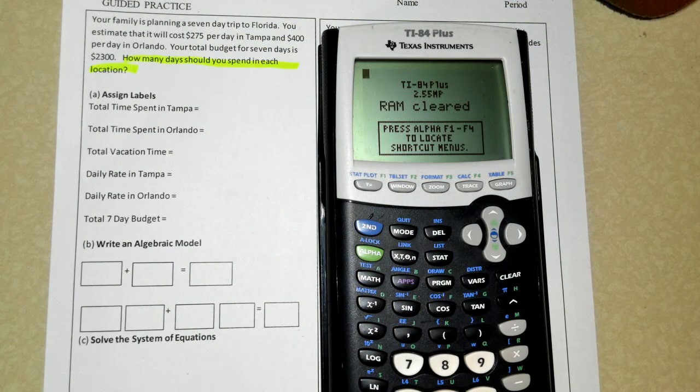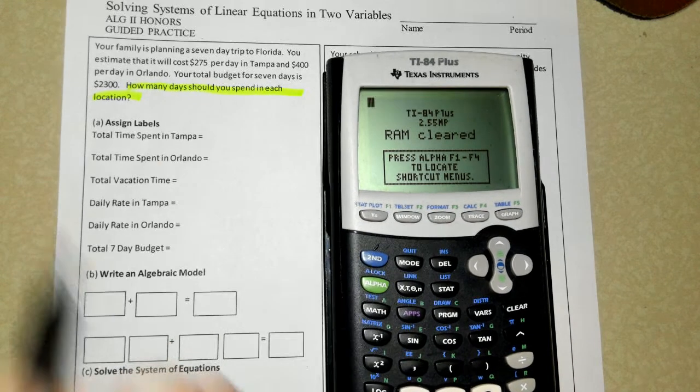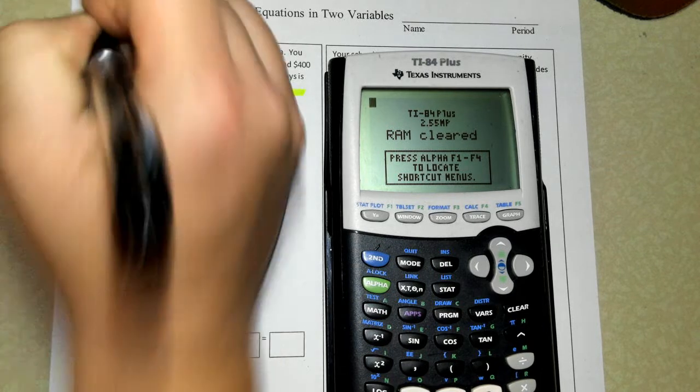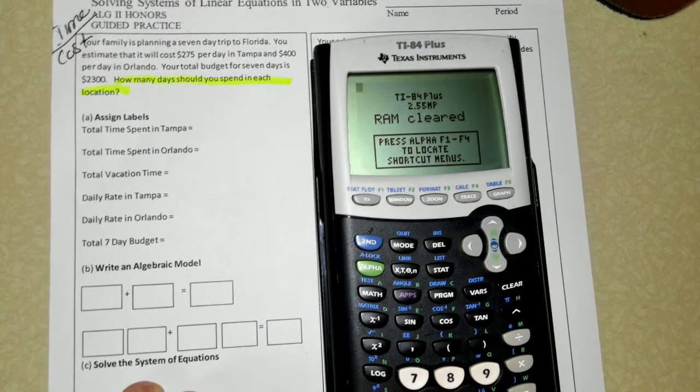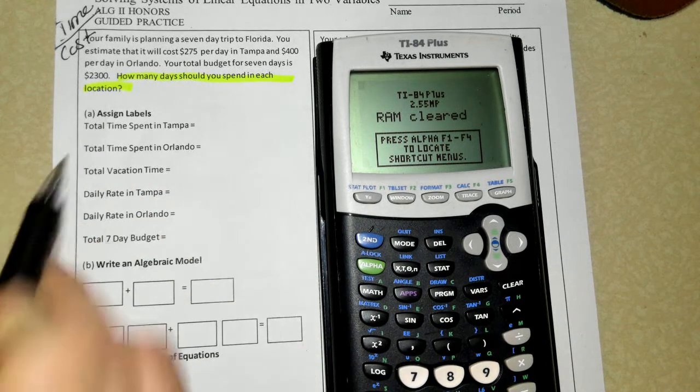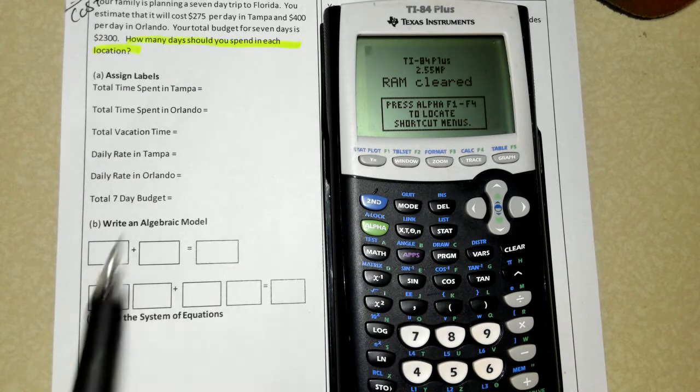There's two main concepts in this problem. If you don't have a highlighter, underline it, circle it. There's two main concepts in here, and they're broad concepts. The two things they're talking about is how many days, or the time you'll spend in each location, and the cost. Days in terms of time and cost. So above this, I'm just going to write the two concepts off to the side. There's time and there's cost. Those are the two main concepts, and those two concepts will drive how I turn this information I'm given and the unknowns into two equations.